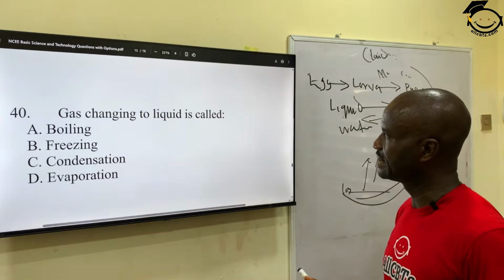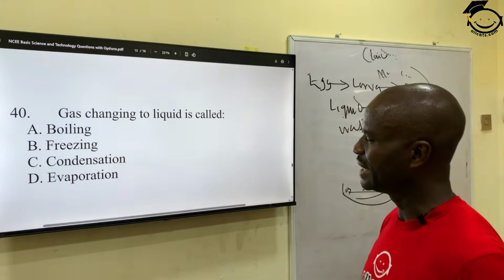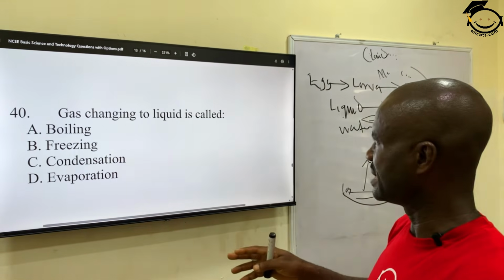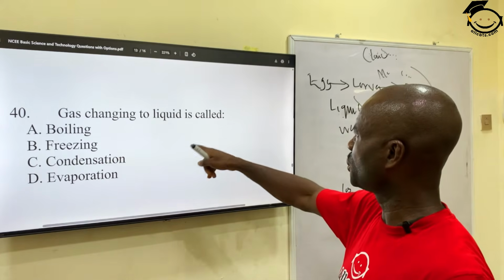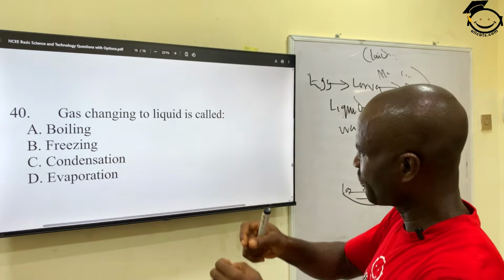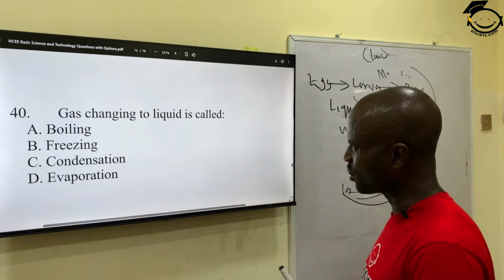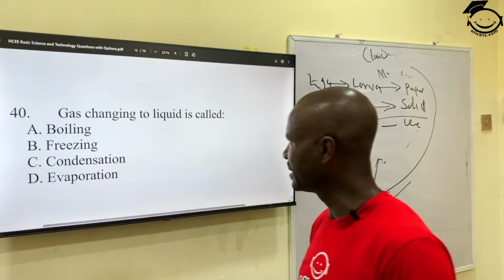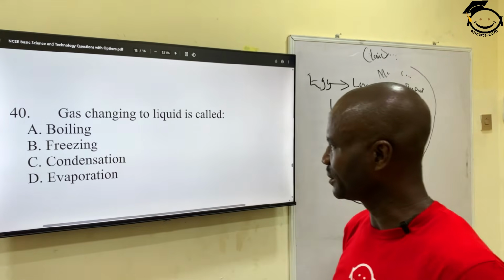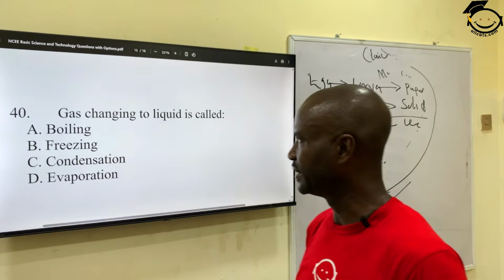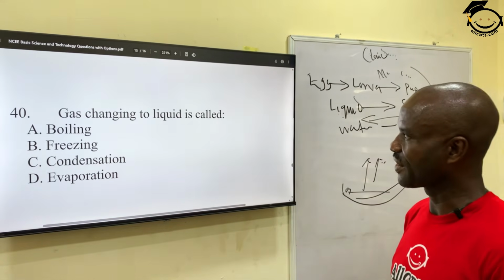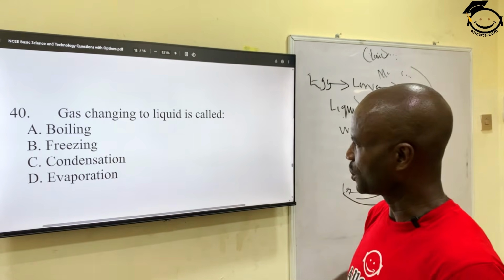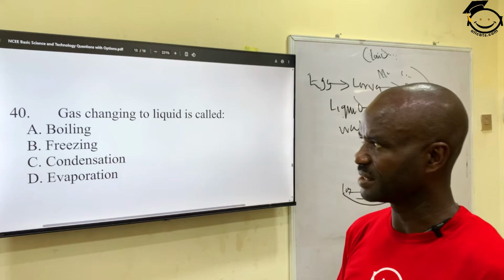Question 40. Gas changing to liquid state, that is gas change from gaseous state to liquid state, is called, what process is that? Boiling, freezing, then condensation, evaporation. The correct answer is condensation. Water condenses from vapor to liquid. So we call that process condensation.